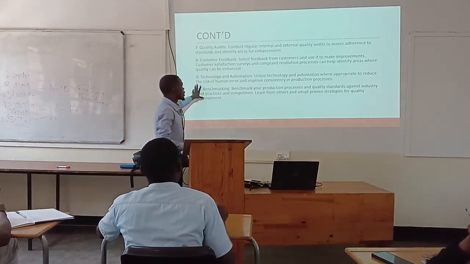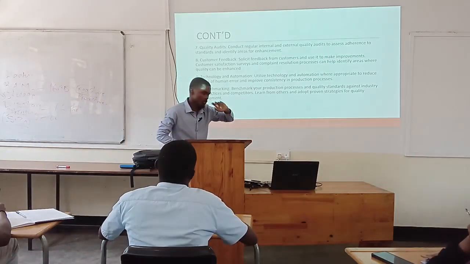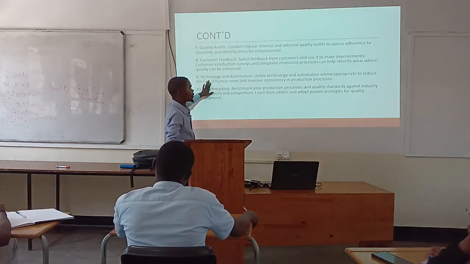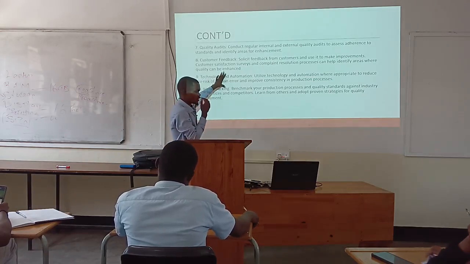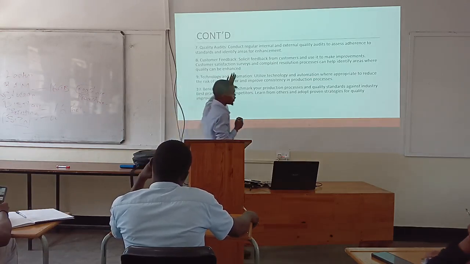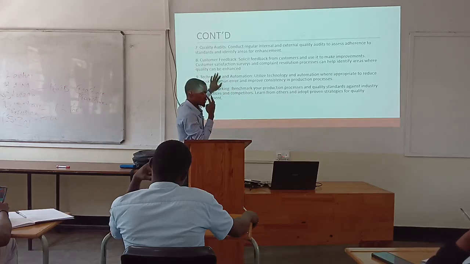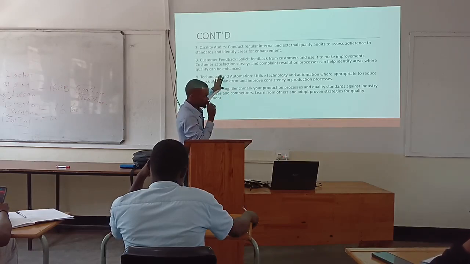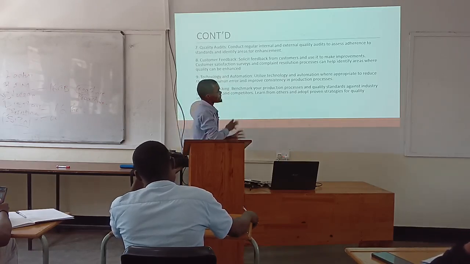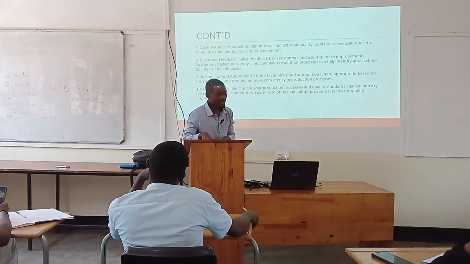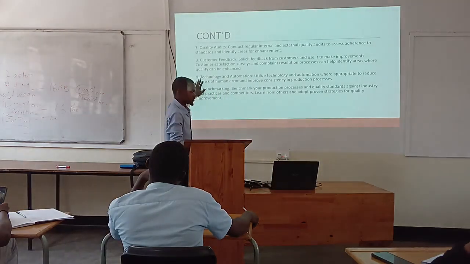Last but one, it's technology and automation. So as one way of achieving quality, an organization can go for technology and automation. So we are using technology in production. In this case, this organization is graduating from using traditional ways of production to modern systems of production.